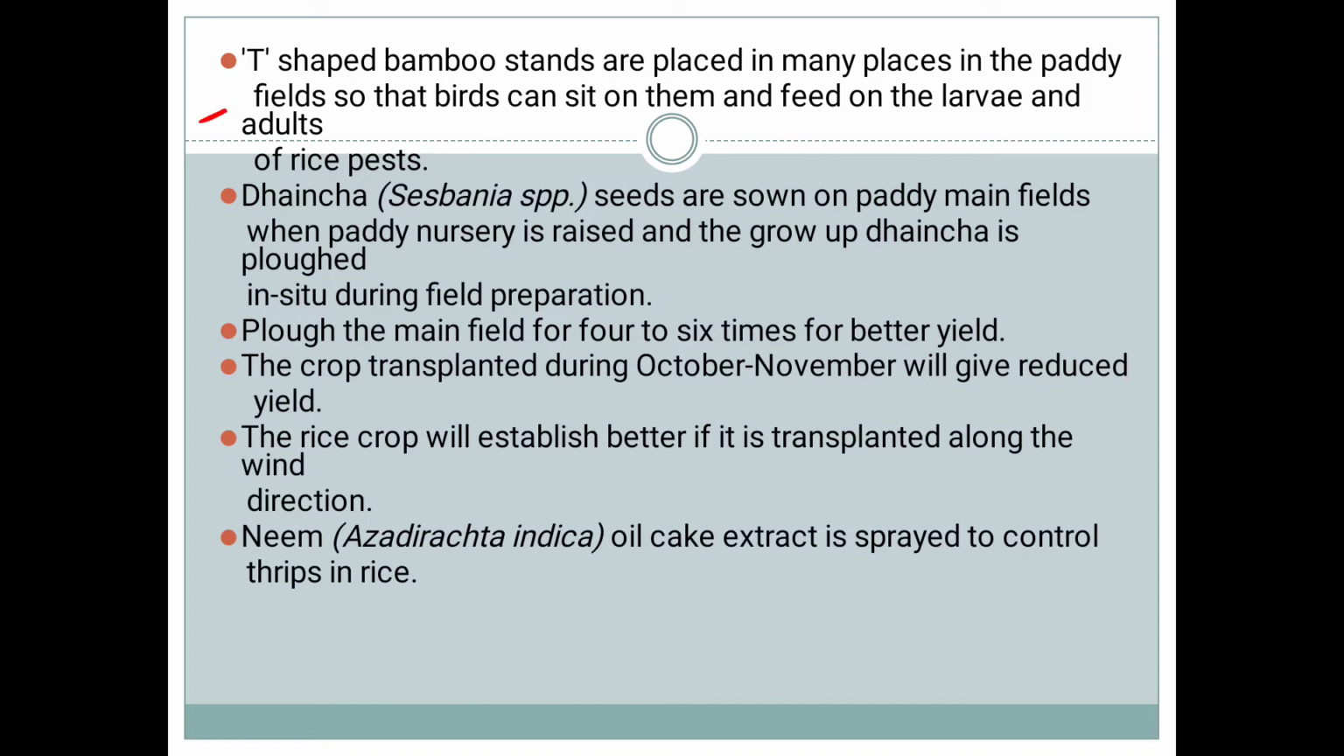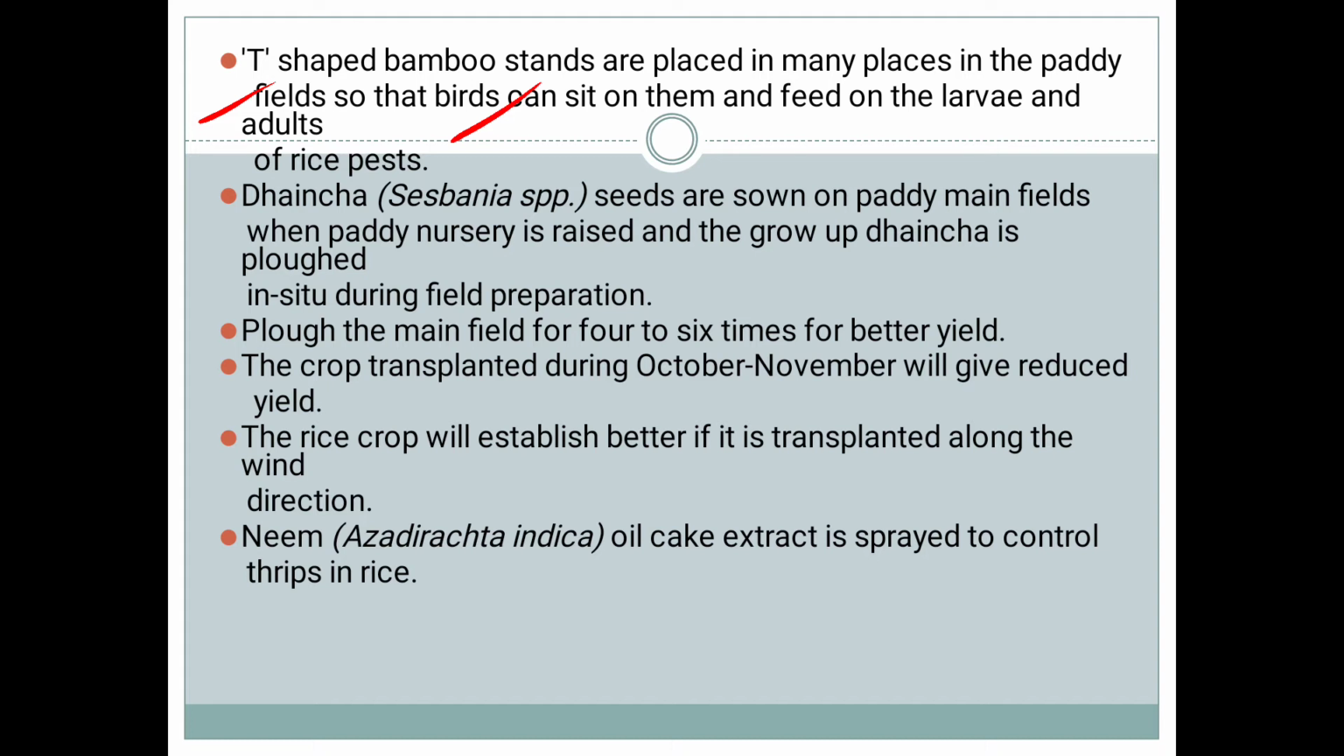Then T-shaped bamboo stands are placed in many places on the field so that birds can sit on them and feed on the larvae and adults of the rice pests. Then Dhencha is a green manure plant.